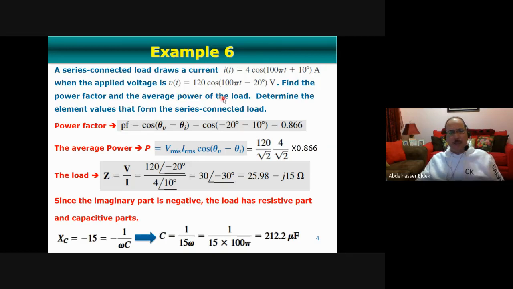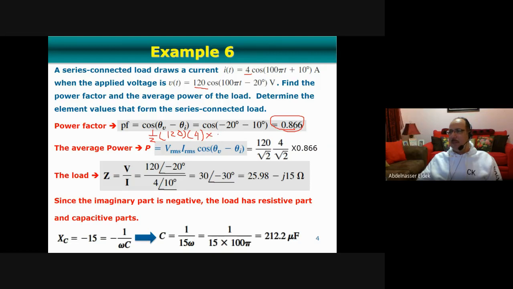We need to find the average power of the load. The average power is 1/2 Vm times Im times cosine of the difference in phase. You can use this one or this one, it doesn't matter. Here they use the power factor with the root mean square values, but you can use the formula that we had before. 1/2 times the maximum voltage, which is 120, times the maximum current, which is 4, times the cosine of the difference, which is the power factor.